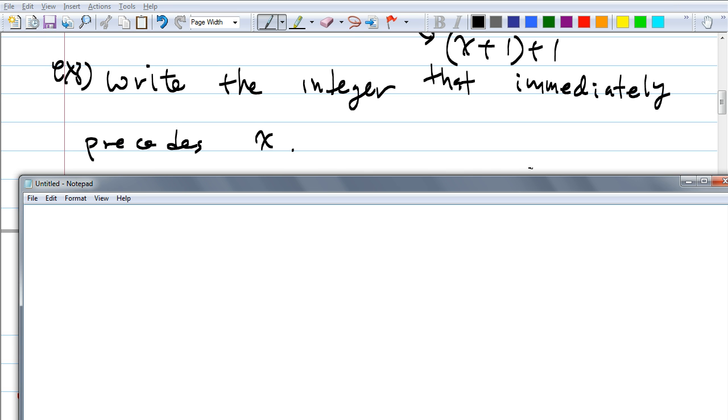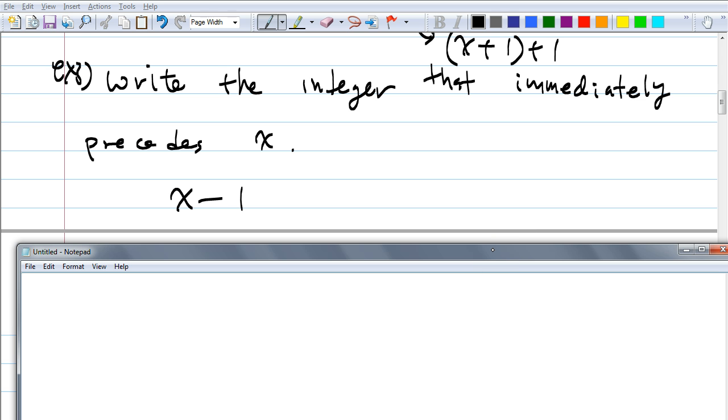So, if they're talking about a number that immediately precedes x, because there are a whole bunch of numbers that come before x, right? What about the one right before x? But it's an integer. Anybody know what we could do to represent this number that precedes the x? Patty, what do you think? x plus negative 1 is exactly right. And I just wrote x minus 1. Is that okay? Very good.